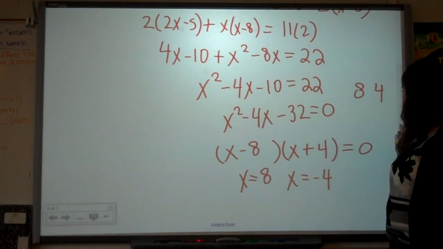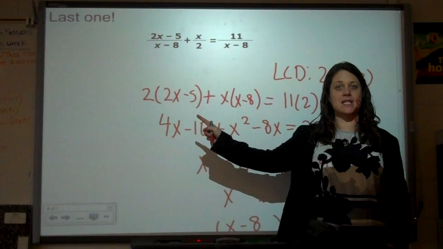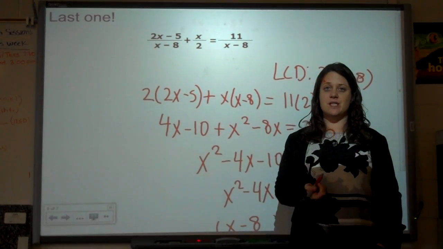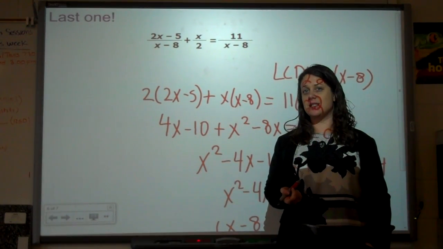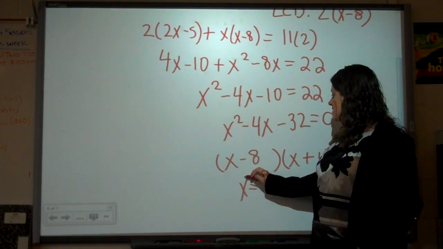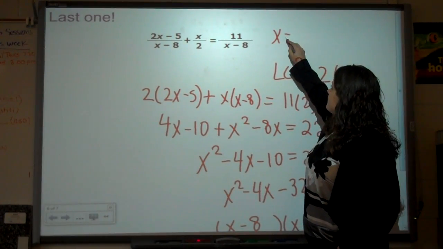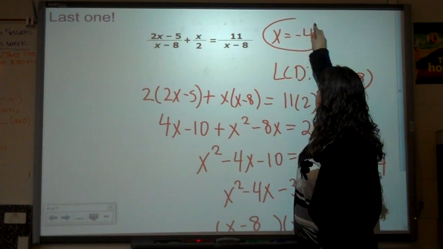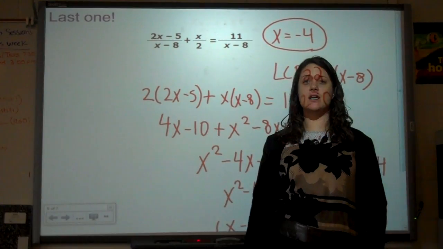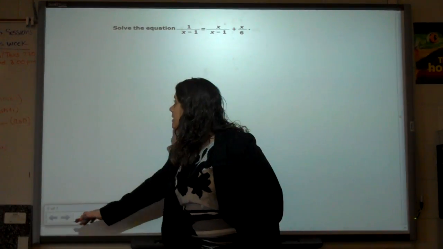But remember, I'm going to go back up to the top, and I'm going to look. If I plug 8 in here, what's going to happen? Well, hopefully you said that's an extraneous solution because I'm going to get a denominator of 0. So that means this is not a solution. The only solution to this is x equals negative 4. So be really careful that you look out for extraneous solutions, okay?